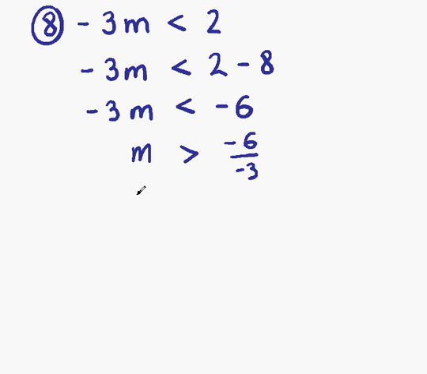If we continue on with the rest of the question, we have m is greater than minus 6 divided by minus 3. Well, we have a minus number divided by a minus number. Our answer is positive, and 6 divided by 3 is 2. m is greater than 2. We have the same final answer.